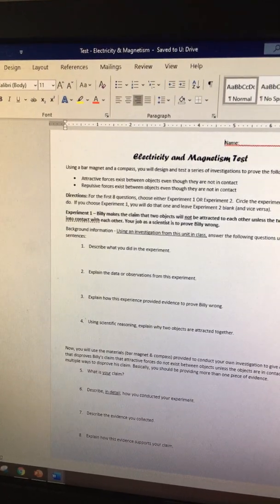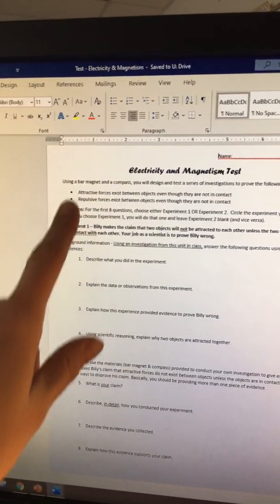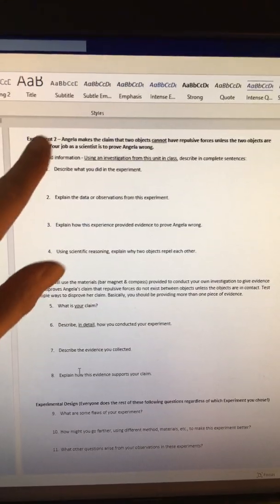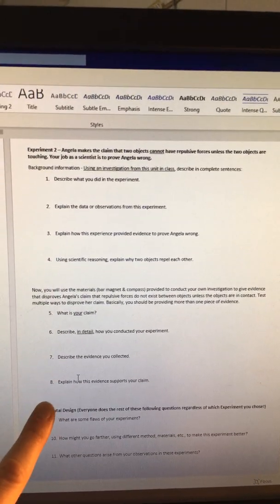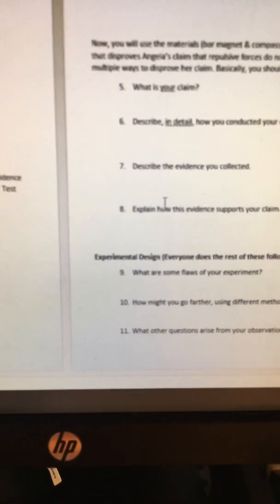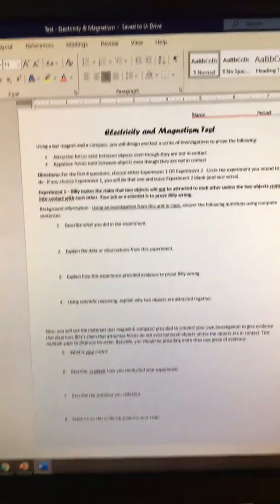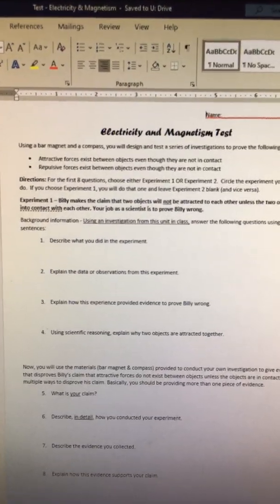Okay, if I choose to do experiment 1, I'm going to do obviously questions 1 through 8. I'm going to circle experiment 1, and then I'm going to leave questions 1 through 8 on the back of that blank. Okay, everyone needs to answer questions 9, 10, and 11. That is for everyone. Basically, the premise of this is you have a student who is making a claim.